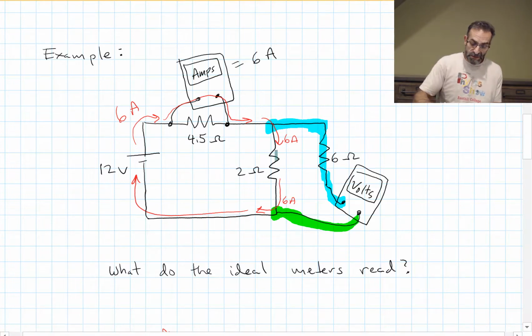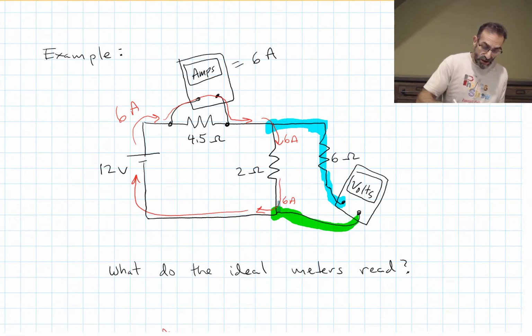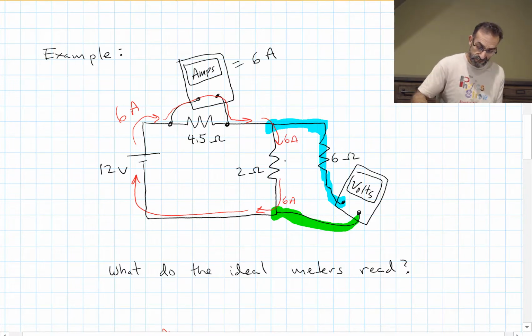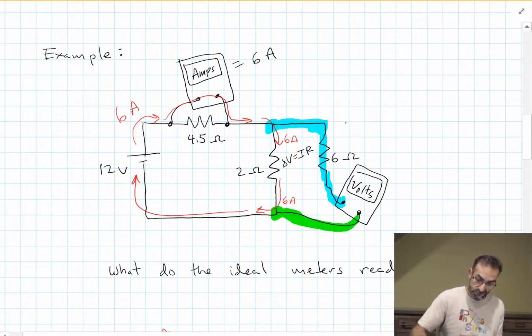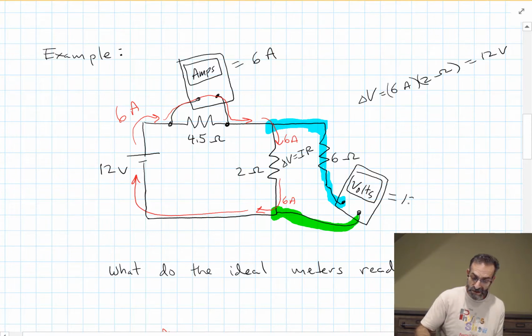And the potential difference between those 2 points, the green and the blue, is equal to I times R, the current times that 2 ohm resistor. So our voltmeter is reading 12 volts.